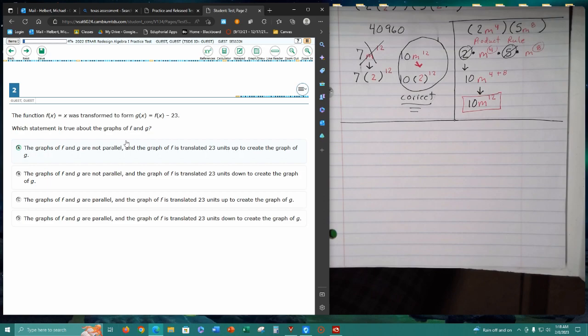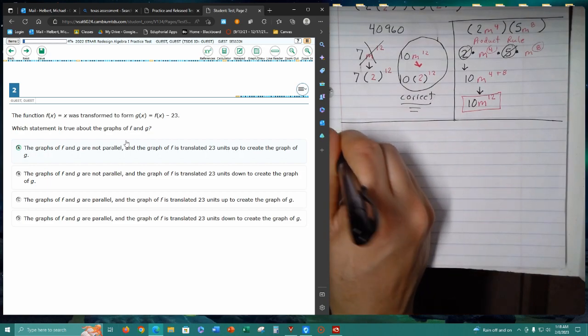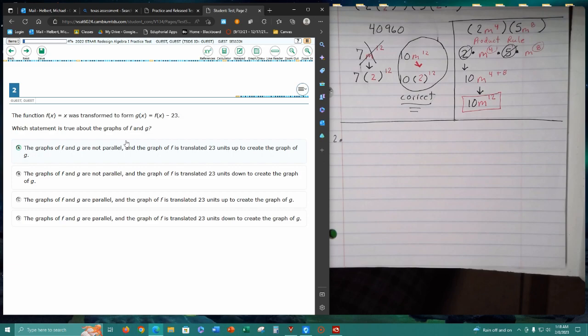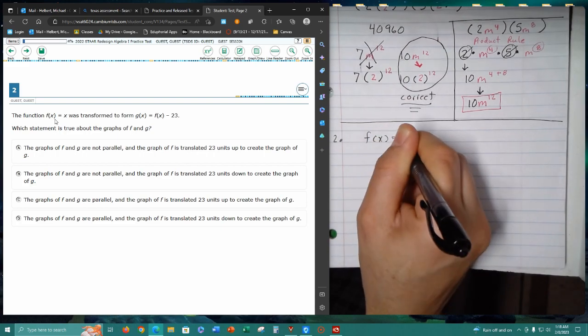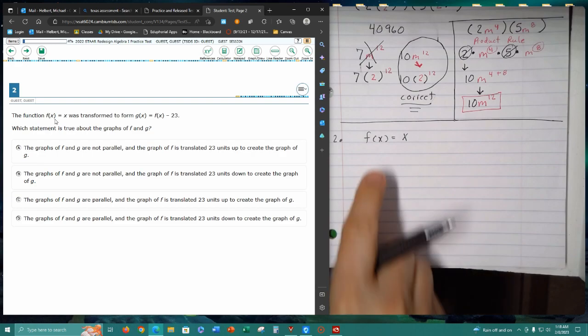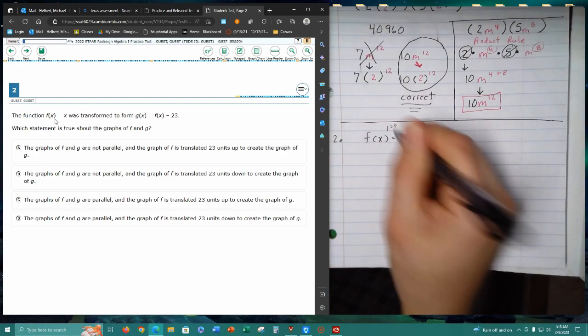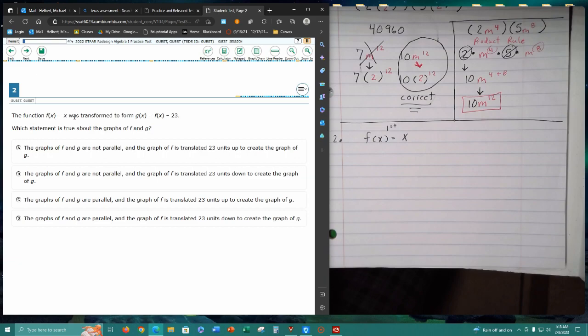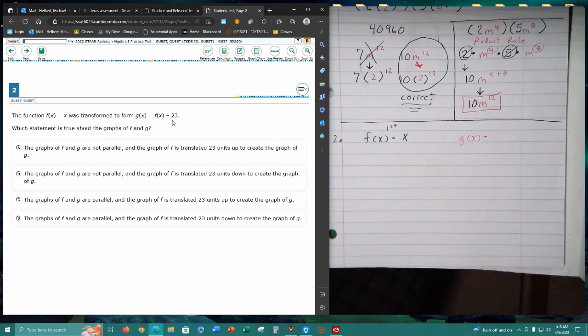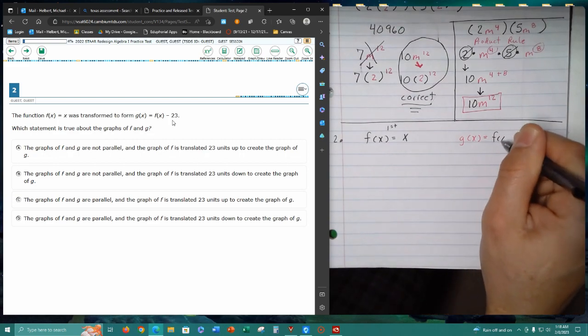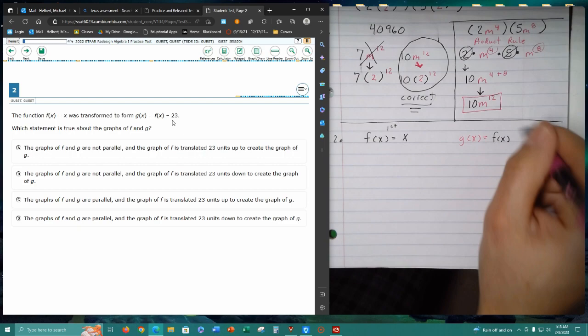Well, we have two different situations. So for number 2, before I even try to figure out which one of these is true, I'm going to try to duplicate what they're saying has occurred here. So first of all, they said that we had an equation of f of x is equal to x. So this is my first equation. I'm going to write first right here. And then on the next problem, it says it was transformed to g of x is equal to f of x minus 23. So I'm going to rewrite that real quick. I'm going to do that one in pink. So g of x is equal to f of x minus 23.